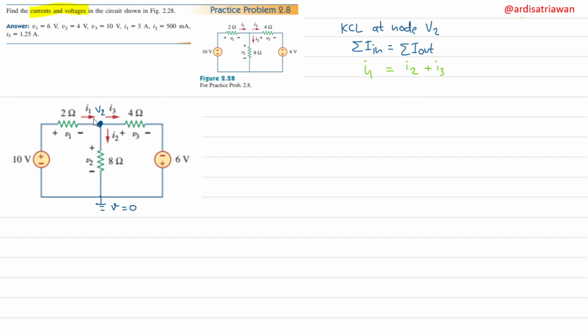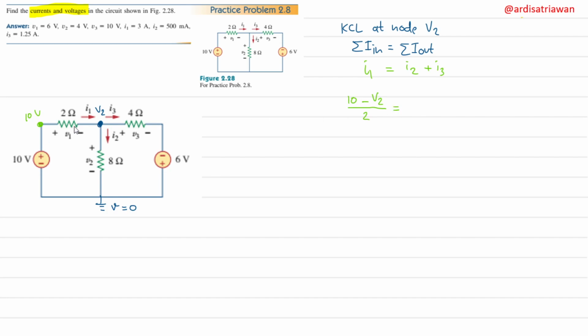Okay, now we have I1 here, and we can calculate I1 by using Ohm's law, because this node here is 10 volt from the ground. So we have a 10 volt voltage source, so we'll have 10 volt here. And I1 here is 10 minus V2 divided by 2. So the difference between voltages divided by the resistance.